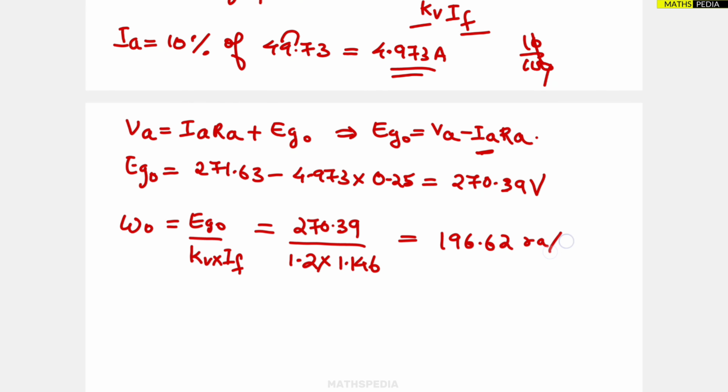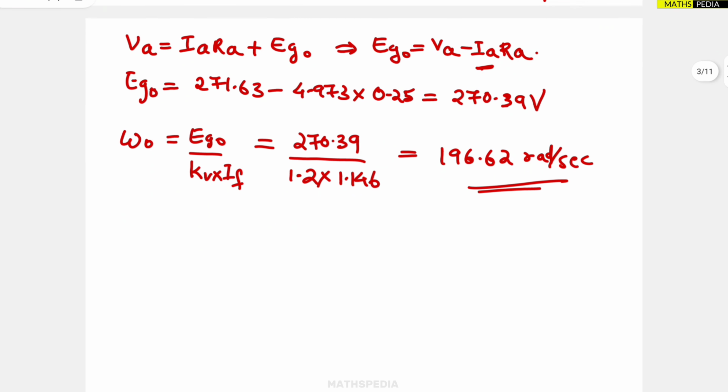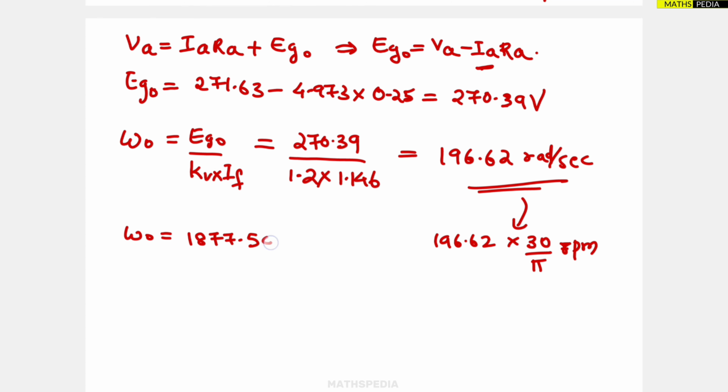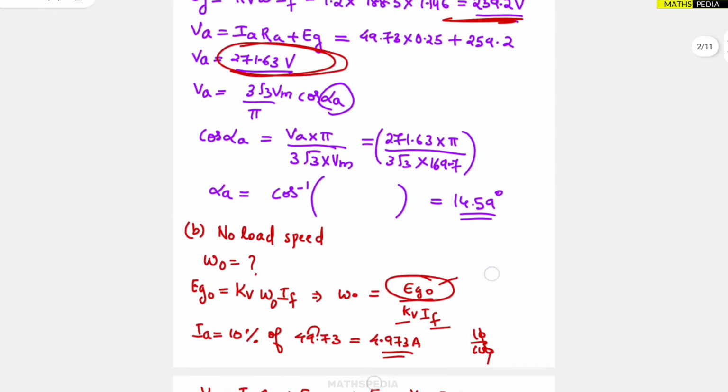So you'll get the omega naught value as 196.62 radian per second. Always remember, the answer you get is in radian per second. If you want to convert into RPM, you just multiply by 30 by pi, not pi by 30, it is 30 by pi. So you will get omega naught in RPM as 1877.58 RPM. This is the no load speed we got. So the second part of the question is done. No load speed we calculated.